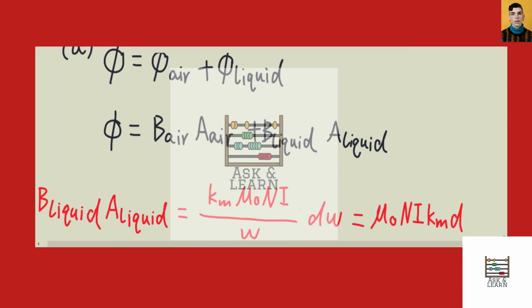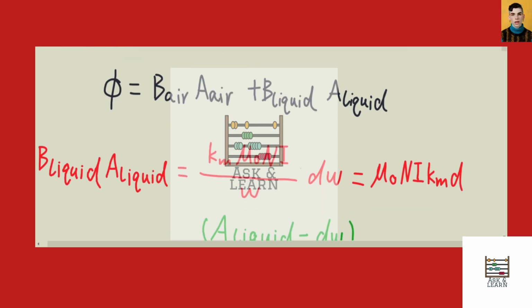So we know B liquid times A liquid is equal to Km mu 0 Ni over W times dW. Km here is the relative permeability of the liquid. Okay, and mu zero is the permeability constant, I is the current, N is the number of turns, and W here is the width of the tank, and d here is the height of the liquid.